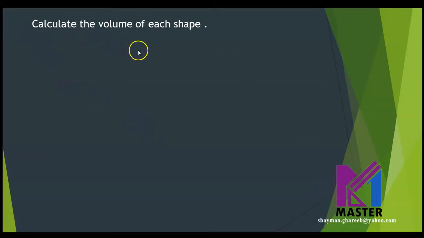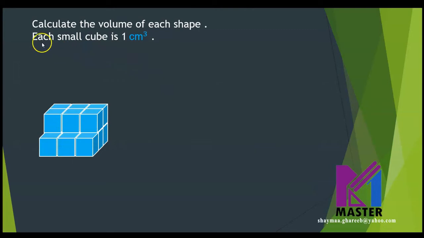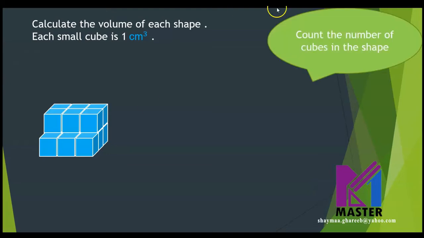Now let's calculate the volume of this shape here. You have to know that each small cube is 1 cubic centimeter, which means it's a unit of measuring the volume, one of the units. So how can we find the volume of this shape? We are going to count the number of cubes in the shape.